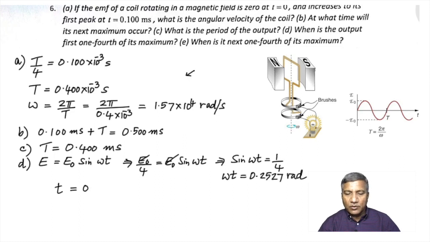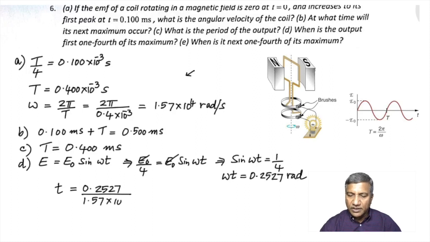So for that, we use E is equal to E naught sine omega t, and we are looking for 1/4 of the maximum, so that's E naught by 4, and then you get sine omega t as 1/4, and then omega t happens to be 0.2527 radian. Remember to set your calculators in radian for that. Once you get omega times t, you can get t by just dividing that by omega.